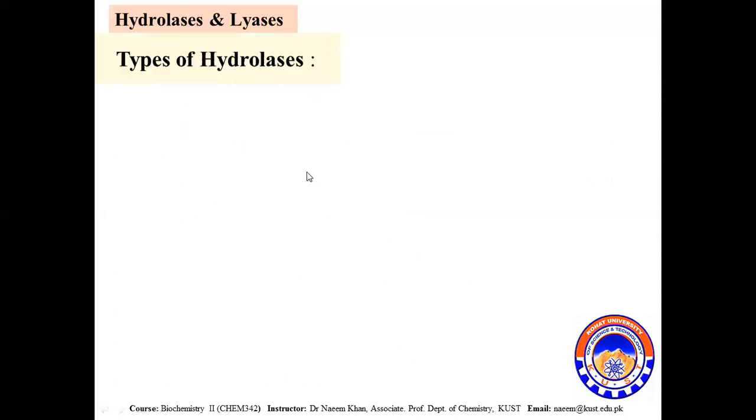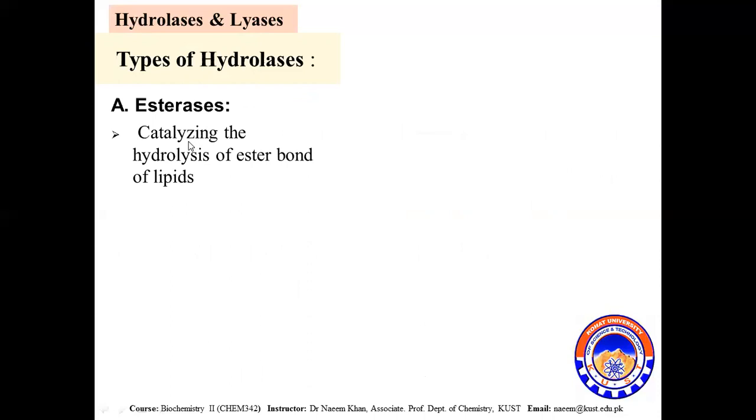Let's go to the main types of hydrolases. One is esterases. As the name indicates, these are the enzymes which catalyze the hydrolysis of ester bond, which may be in lipids or in nucleic acids. In the case of lipid, they are named as lipases.